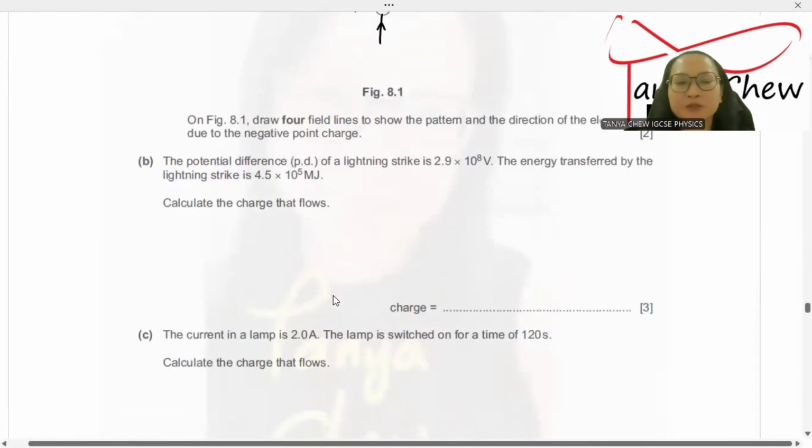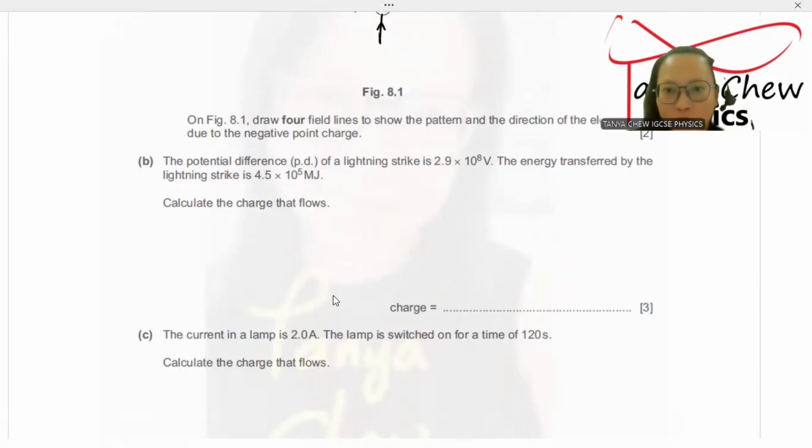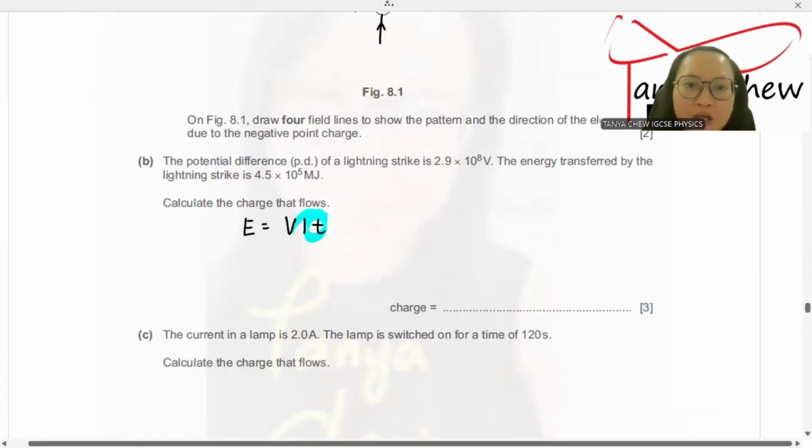B, the potential difference, or the PD, of a lightning strike is 2.9 times 10 to the power of 8 volt. The energy transferred by the lightning strike is 4.5 times 10 to the power of 5 megajoules. Calculate the charge flow. In this case, I'm going to use E, electric energy, is equal to VIT, if you remember, and IT is Q. This is a definition of charge.